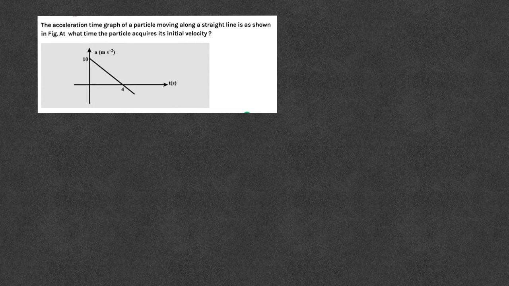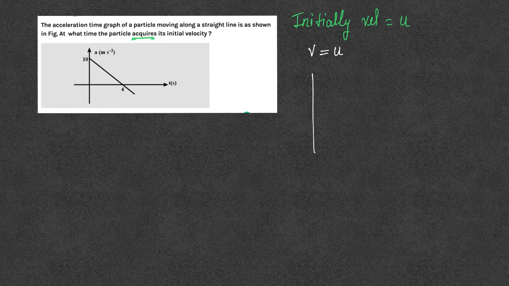So in this sum we have the acceleration time graph of a particle moving along a straight line as shown in the figure. At what time does the particle acquire its initial velocity? So let the initial velocity be u, and what they've asked over here is at what time the particle acquires its initial velocity. So what does acquire initial velocity mean? It means that v, that is the final velocity, should become equal to u at some point in the graph. So let's draw the graph once.